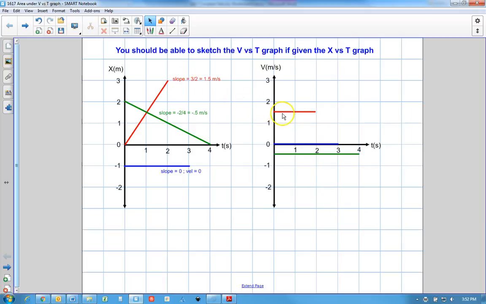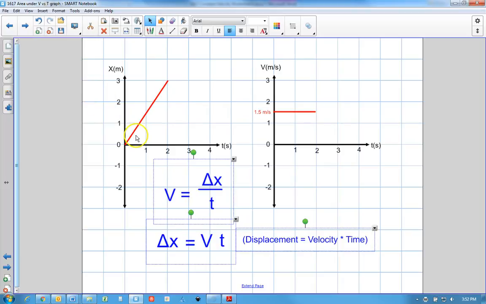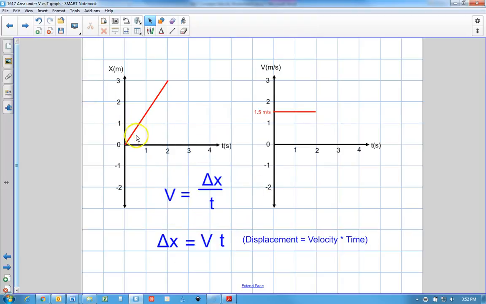Slope is velocity. For our green line, it goes down 2 meters in 4 seconds, so -2 over 4 for a -0.5 meters per second. So this slope is a -0.5 meters per second velocity for 4 seconds. And then finally, our other option is a zero slope as a zero velocity, so we have a zero velocity for 3 seconds.